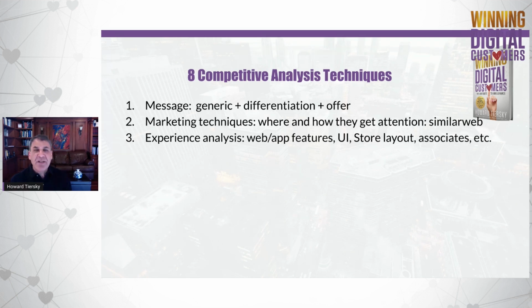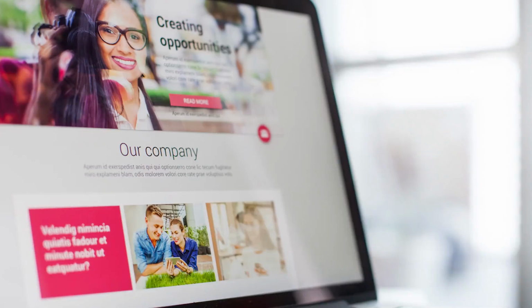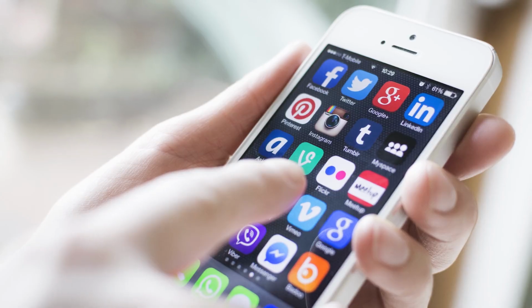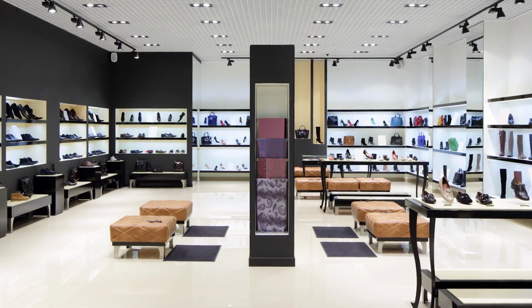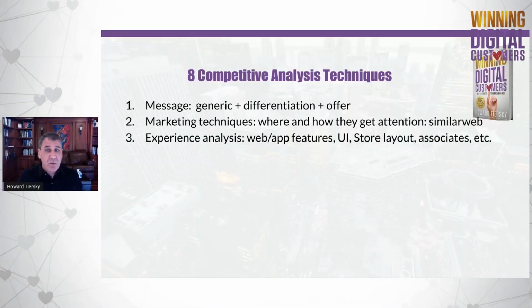The next is experience analysis. So beyond marketing, what is the actual experience of the product or service? Now, of course, that's going to vary a little bit based on what kind of competitor it is. It might be looking at the website user experience, the app, the features of the app, the layout of a store, the way their associates are trained. Obviously, if it's an airline, what are they doing on board? What food are they serving? What entertainment are they providing? If it's a bank, it may be what does the interior of their banks look like? How are they handling it while you're waiting in line? Or do they have a counter you go up to? All these types of things.